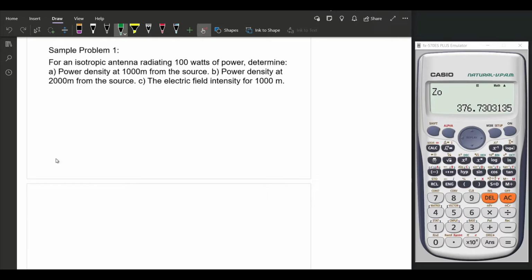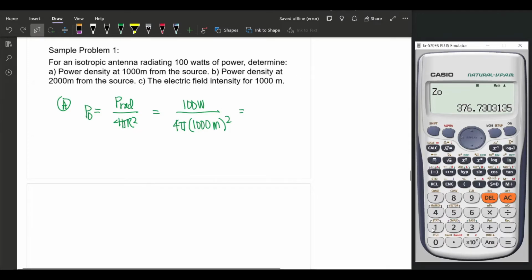So we can use the equation or the formula. So ano ba yung formula natin? The power over 4 pi r squared, di ba? So again, the formula is, this is for part A, power density. So what is the power radiated? 100 watts. Then the distance is 1000 meter.